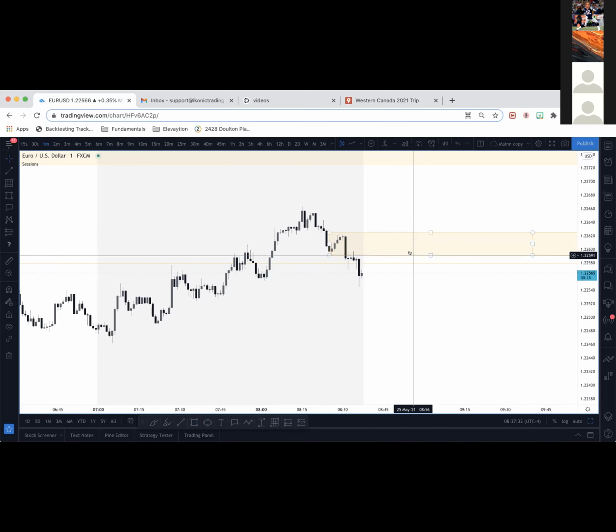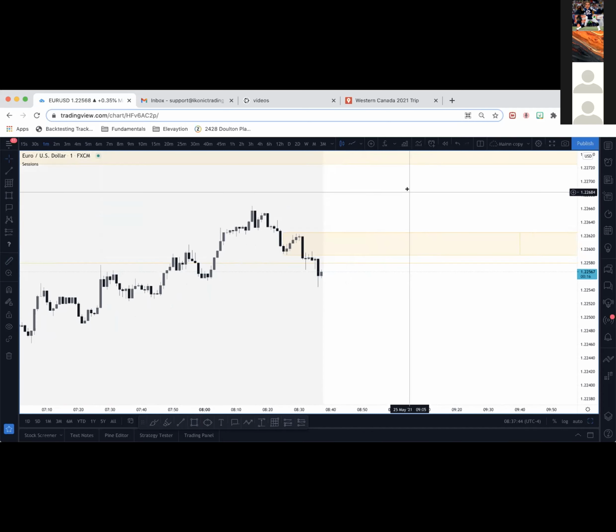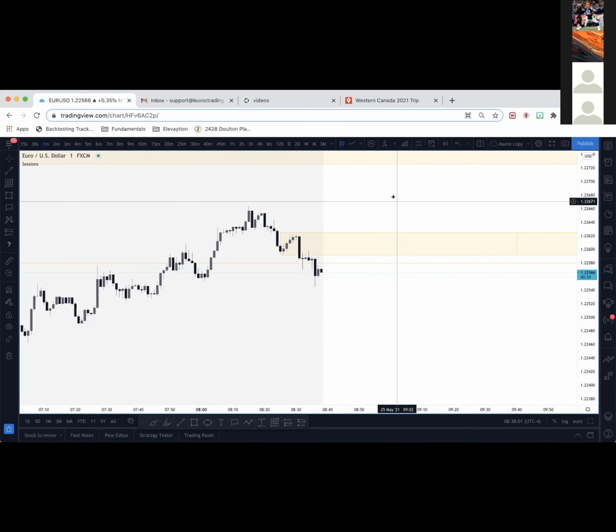Okay, so it's a 4 pip stop. So this is why we did the higher time frame, or why I did the 5 minute, because it was kind of unclear as to where the break of structure was on the lower time frame. The only thing that would have given me the actual confirmation on the 1 minute is the liquidity grab that I was pointing out. So after we saw the liquidity grab, then we saw the momentum shift to the 1 minute.